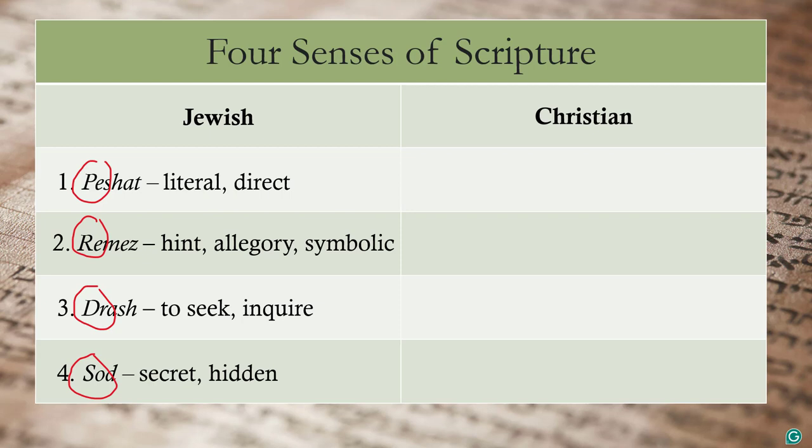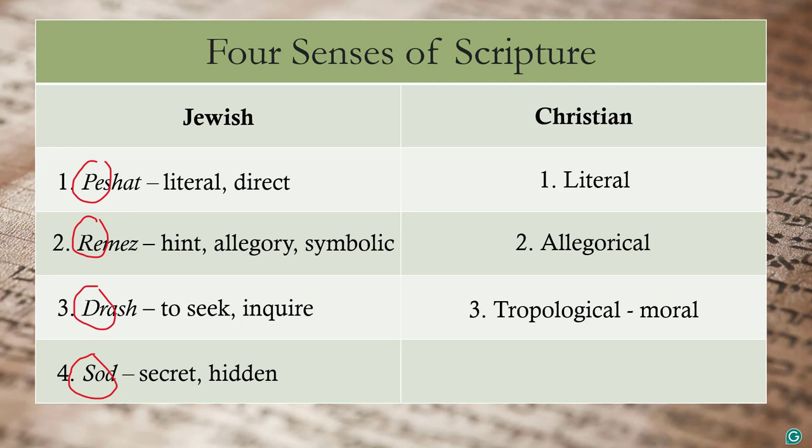Okay, then you go to the Christian side. Well, it turns out you can kind of have the same four. Literal. Start out with literal, always. You go to allegorical. It was very popular within the early church. Number three tends to be the tropological. That's moral. And the final one, anagogical. And that's spiritual or mystical.